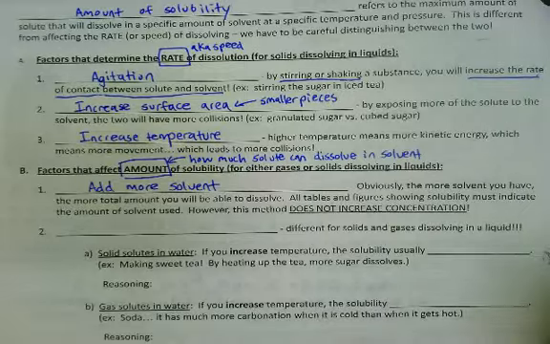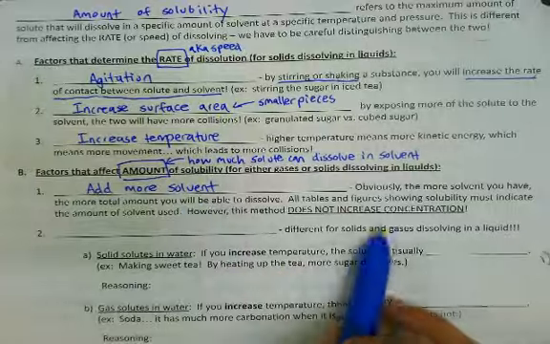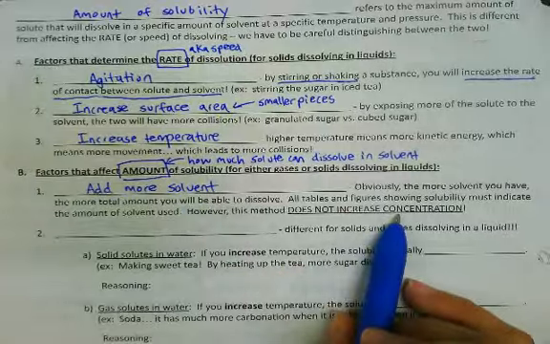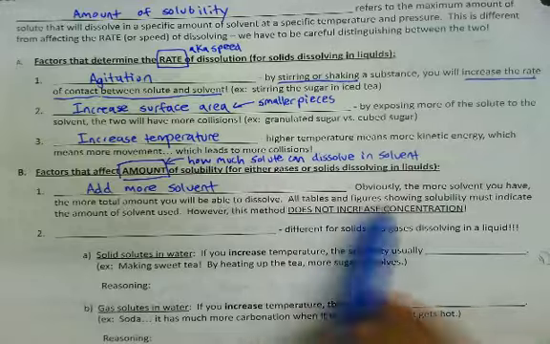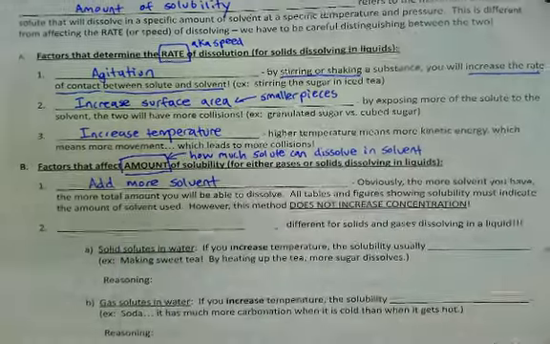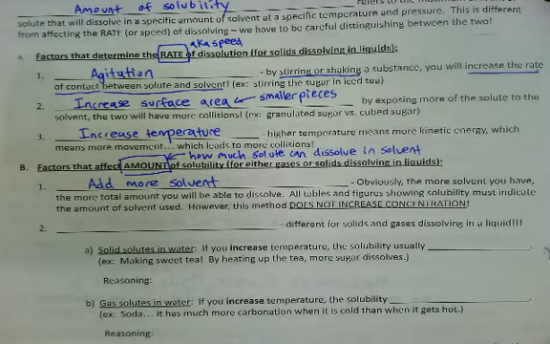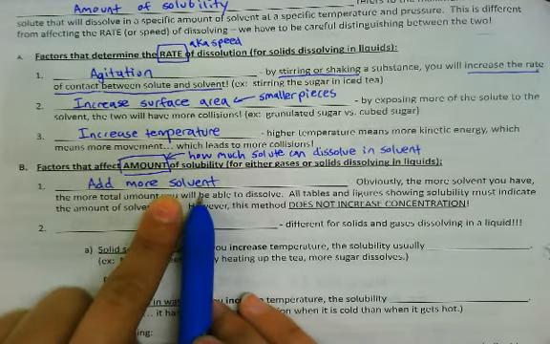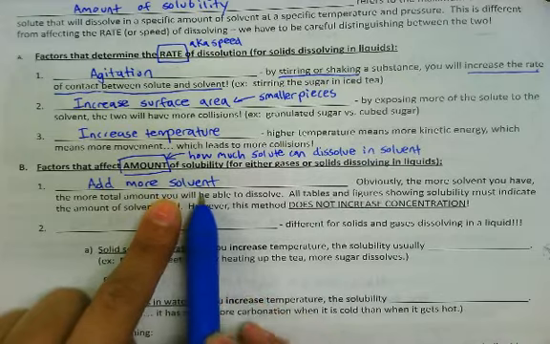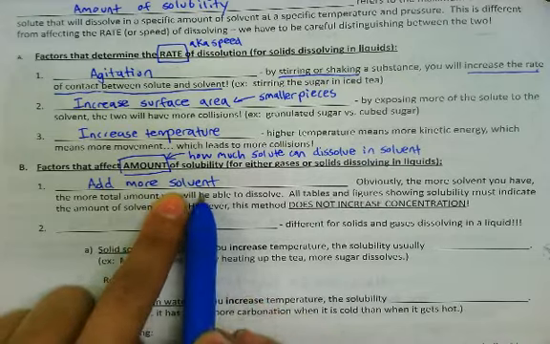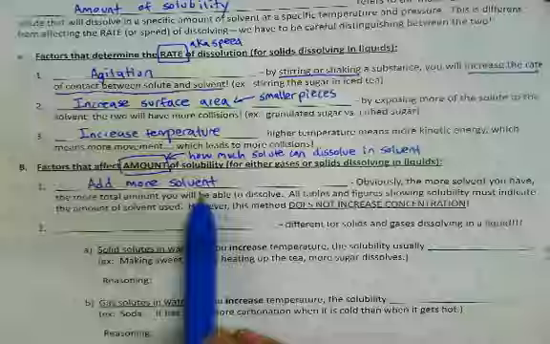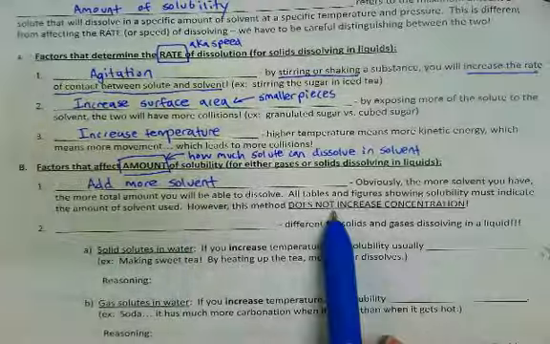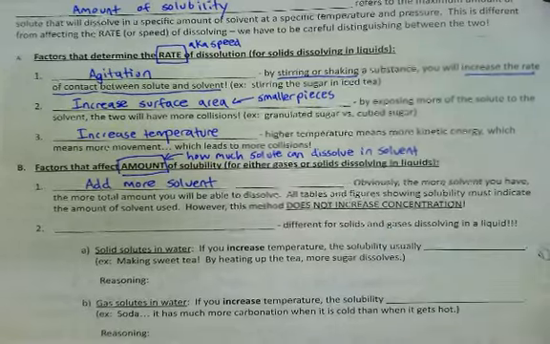Okay? Adding more solvent is not going to increase the concentration, though. Just be mindful of that. Even if you add more solvent, you're not increasing the concentration of a substance, because your concentration is dependent on the amount of solute per unit of solvent. If you're adding more solvent, you have more solvent for that solute to spread out in. That's actually technically decreasing the concentration.